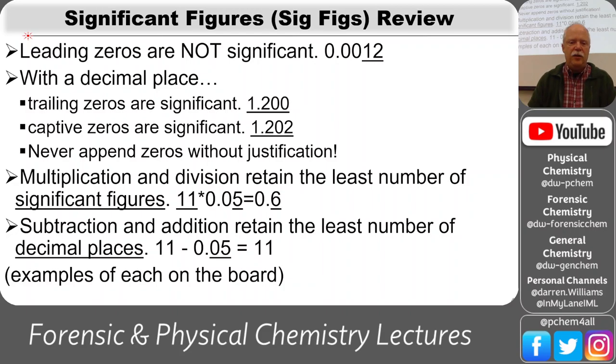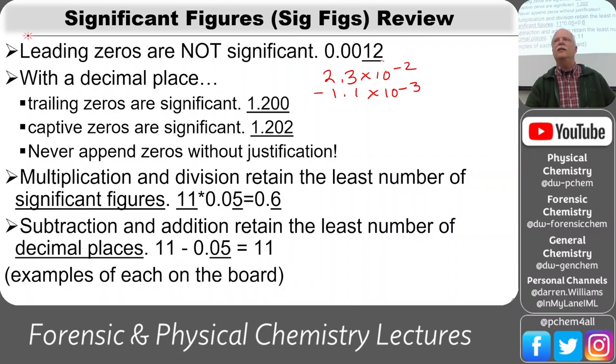Okay, so let's start with the one that seems to confuse most people, and that is this addition and subtraction rule. Okay, so let's take, I'll do this in scientific notation because that's the one that's in the notes. So I'll say 2.3 times 10 to the minus 2, and I'm going to subtract 1.1 times 10 to the minus 3.